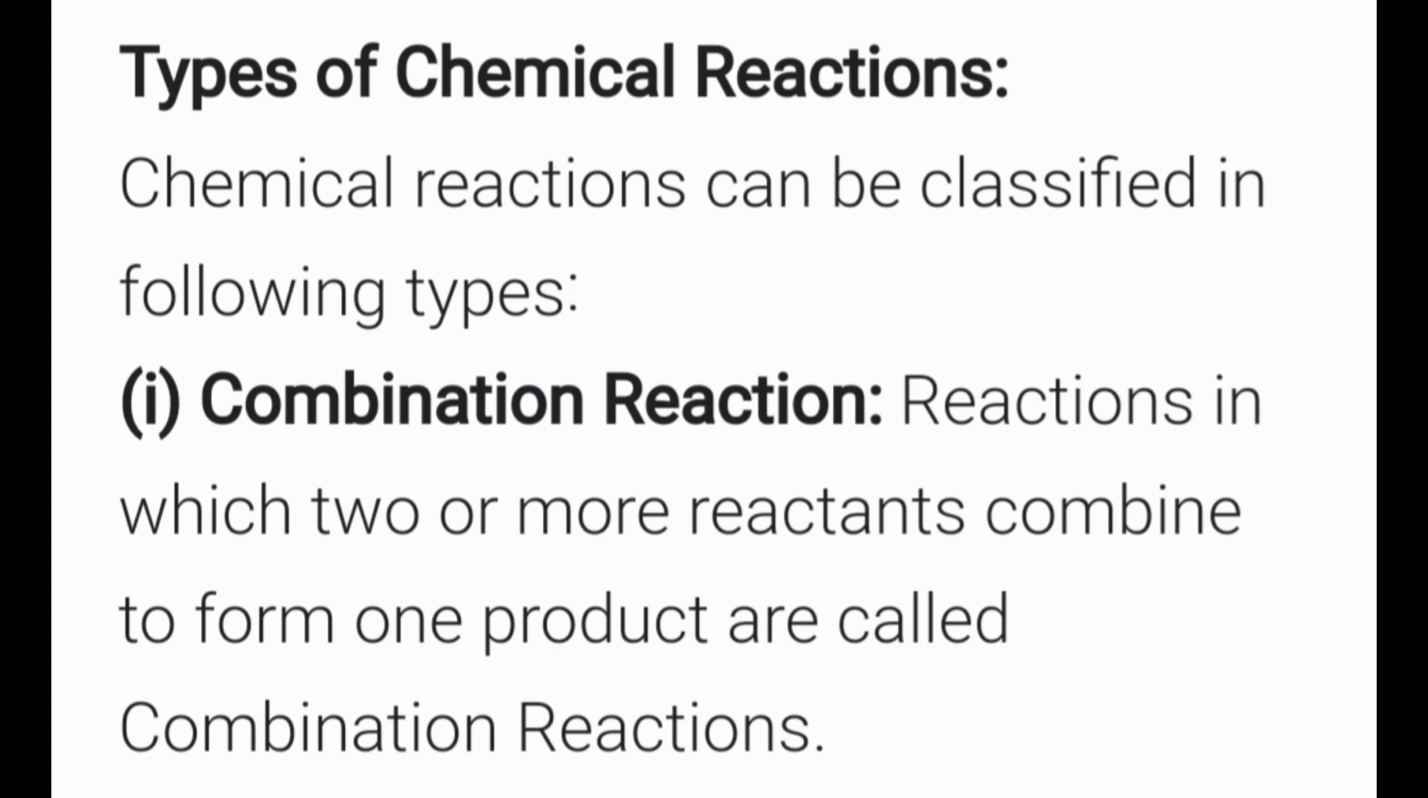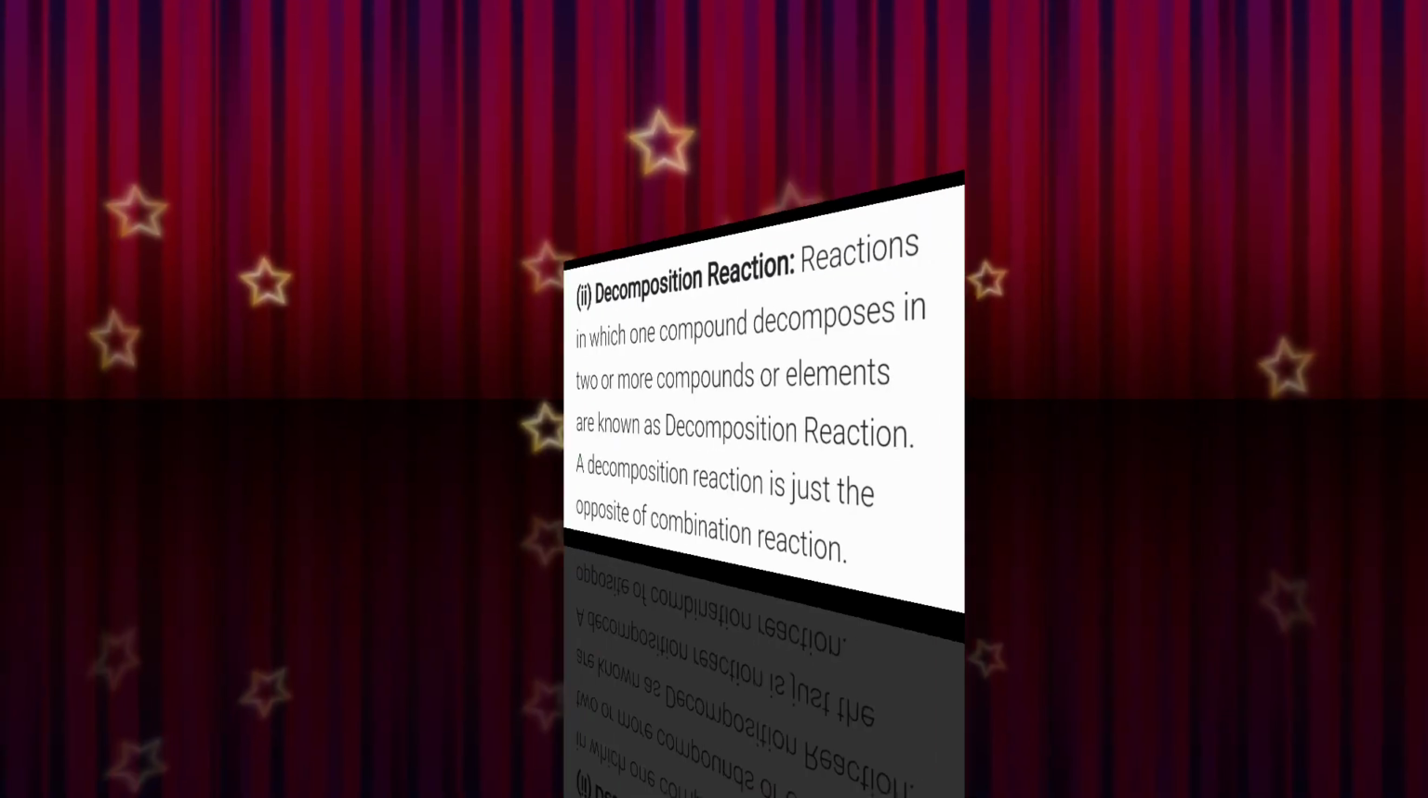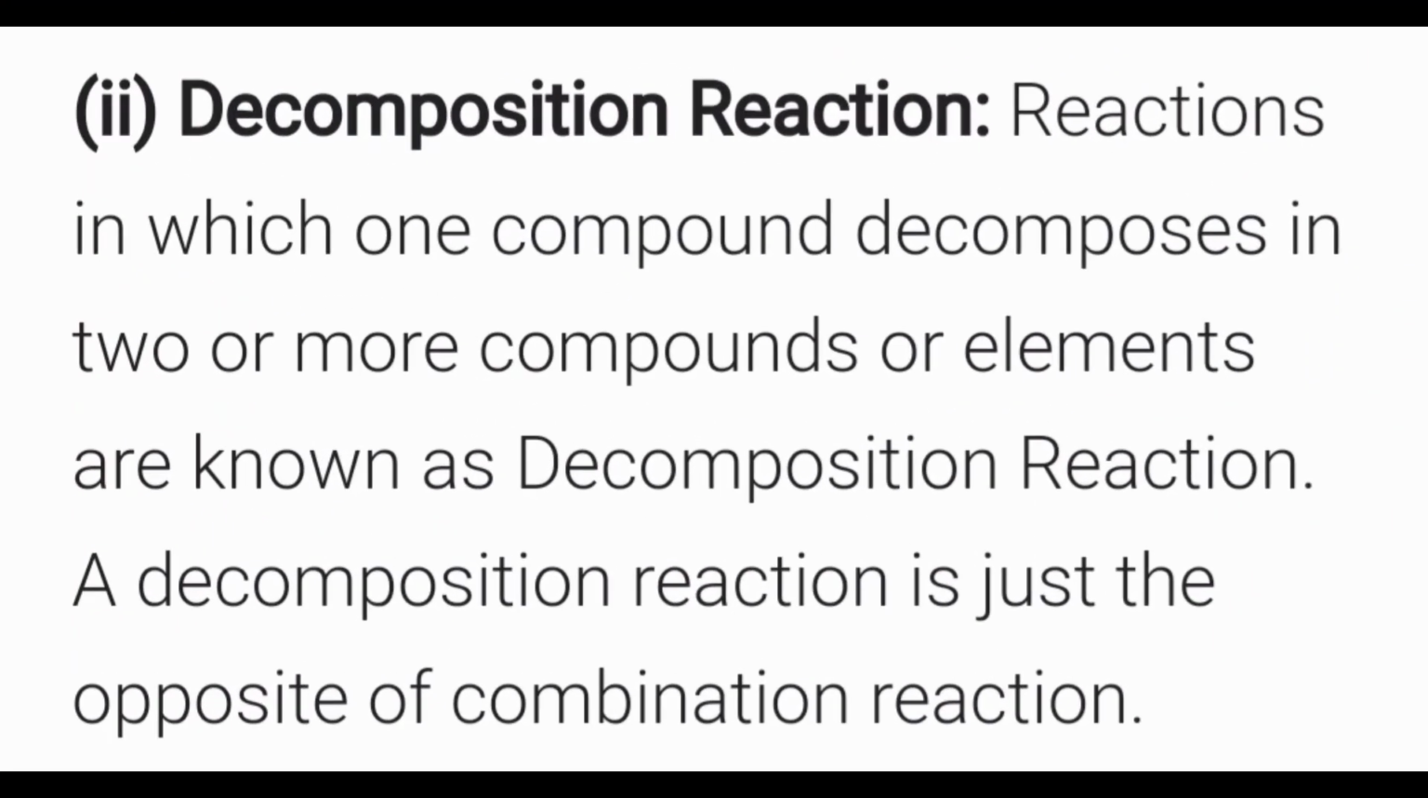Types of chemical reactions. Chemical reactions can be classified into the following types. Combination reaction. Reactions in which two or more reactants combine to form one product are called combination reactions. Example: when magnesium is burnt in the air, magnesium oxide is formed. In this reaction, magnesium is combined with oxygen. Here you can see magnesium being burnt in the presence of oxygen, and MgO is formed.